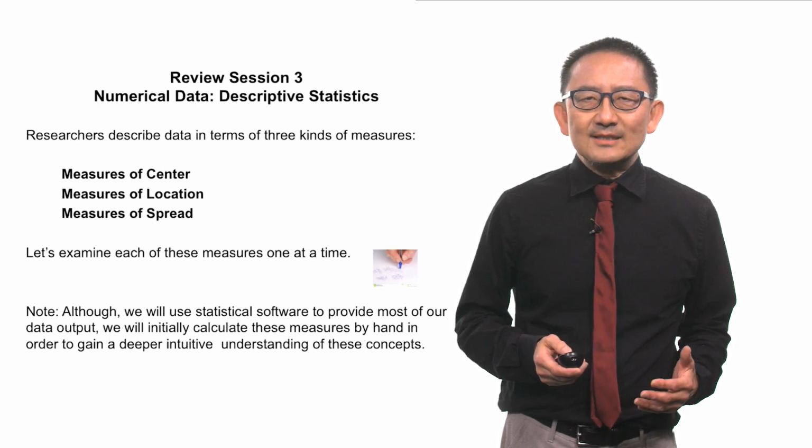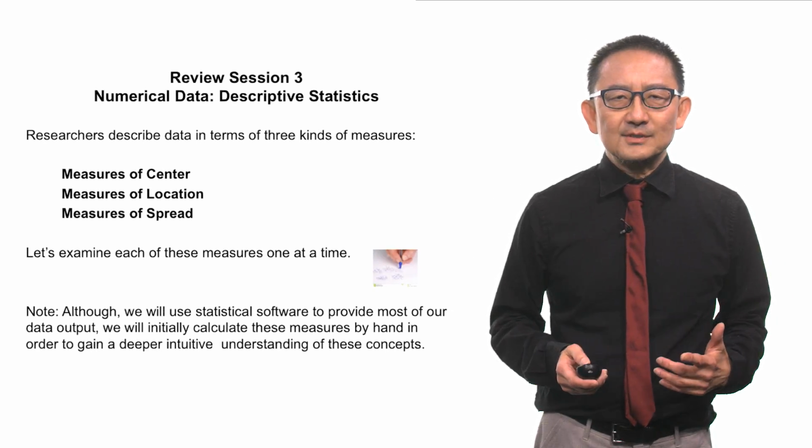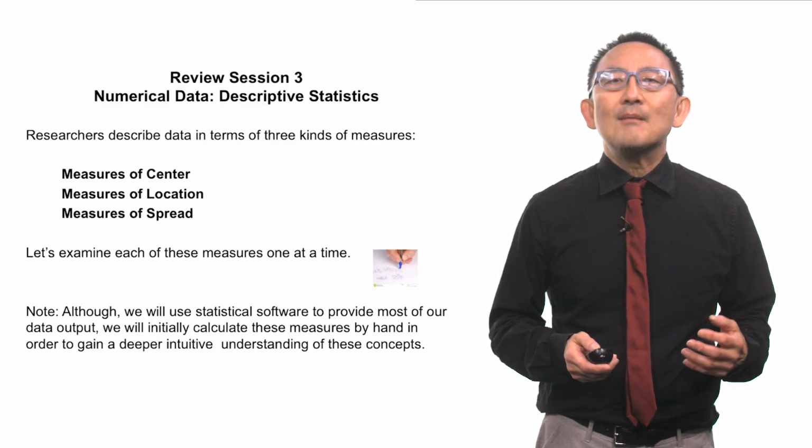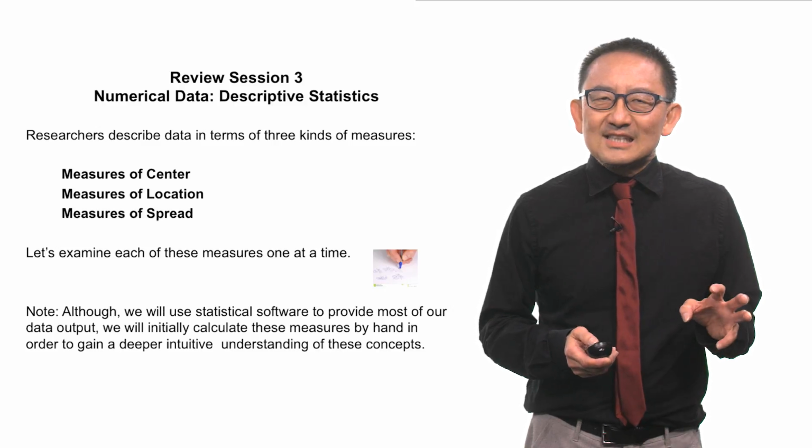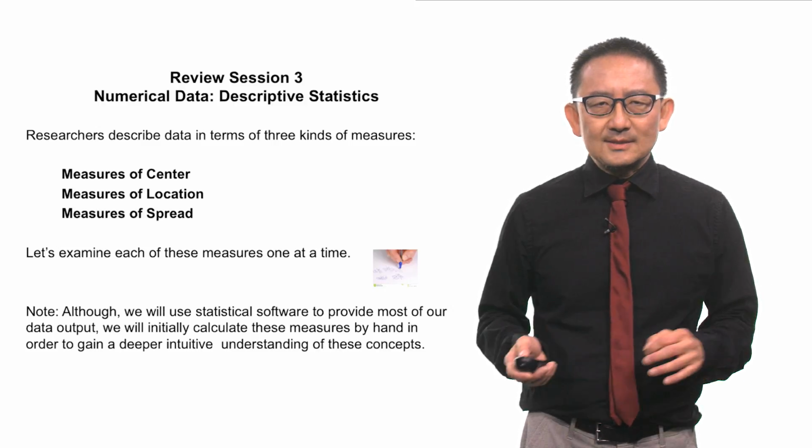Researchers describe data in terms of three kinds of measures: measures of center, measures of location, and measures of spread. So let's examine each of these measures one at a time.